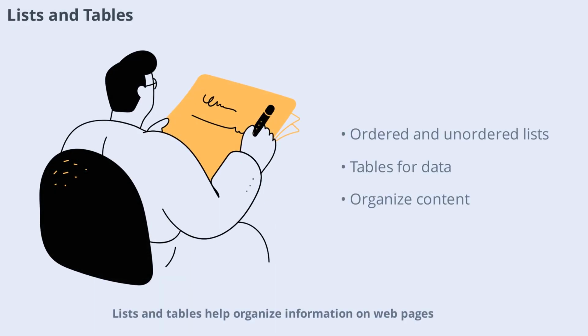Lists and tables help organize information on web pages. HTML provides tags for ordered and unordered lists, as well as tables for displaying data in rows and columns. Using these elements correctly makes your content easier to read and understand. Let's see how lists and tables can improve the structure and clarity of your web pages.